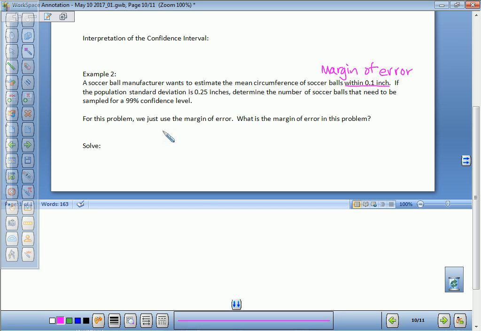So the margin of error from our formula is equal to Z star times sigma over the square root of n. This says if the population standard deviation is 0.25, well, that's my sigma. Let's plug it in. Determine the number of soccer balls that are needed for a 99% confidence level. Okay, so they gave me the margin of error, 0.1. I should have filled that in earlier.